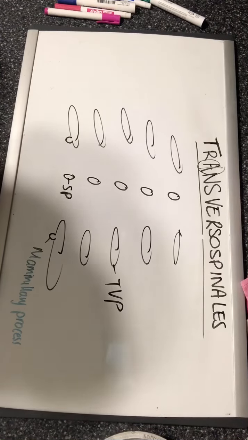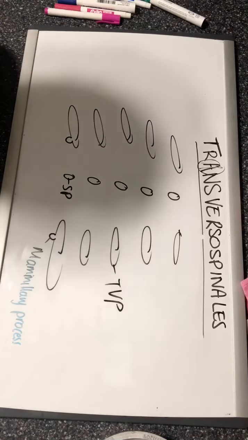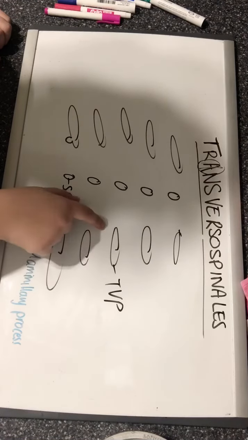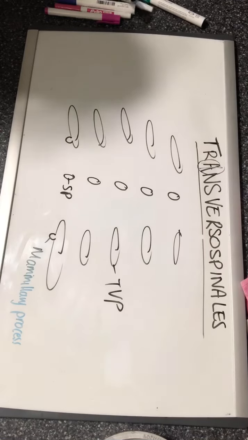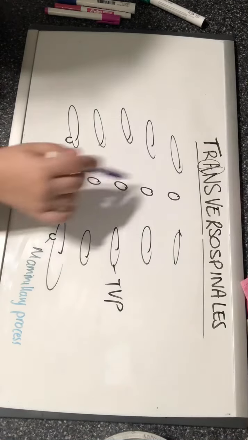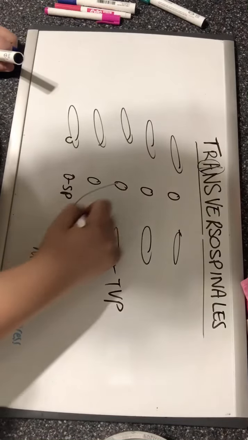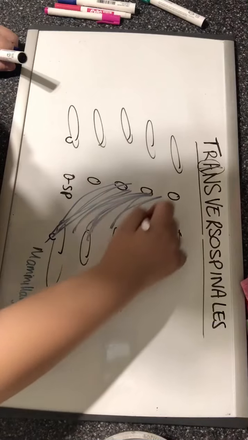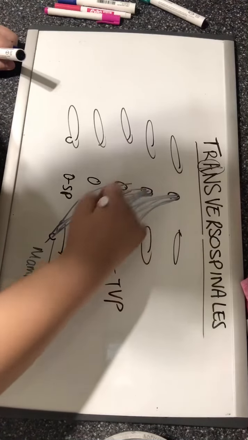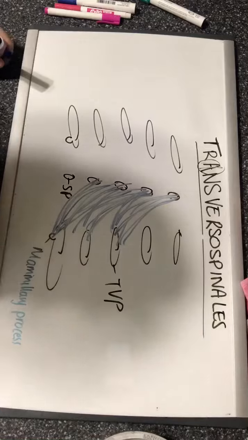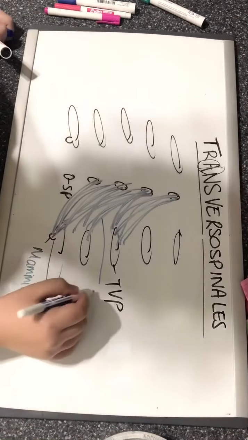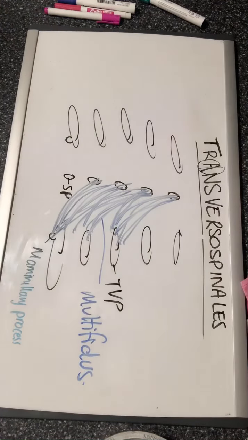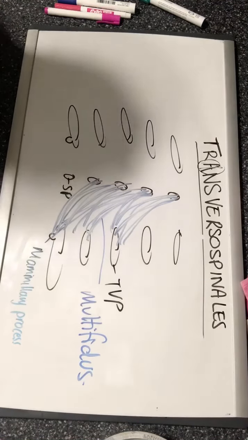multifidus muscle. Now our multifidus muscle is going to originate from the mammillary processes of the lumbar vertebrae, the TVPs of the thoracic vertebrae, and the articular pillars of the cervical vertebrae. And they're going to go up to the spinous processes above, like so. And our multifidus is most prominent in that lumbar region. Okay, so let's label that. Multifidus.